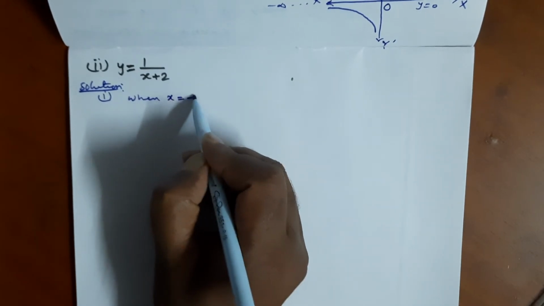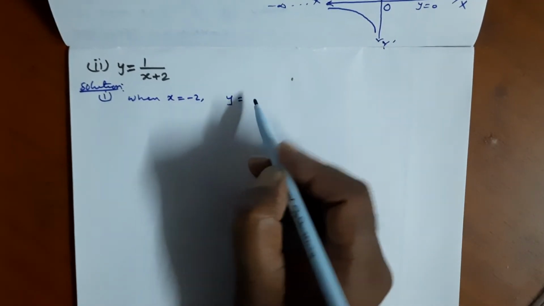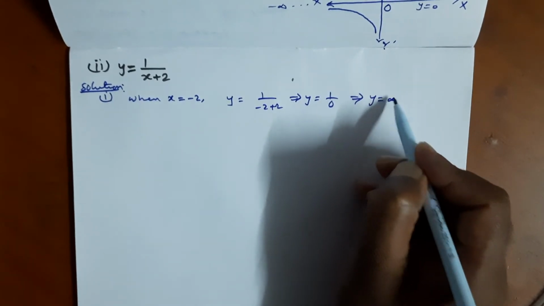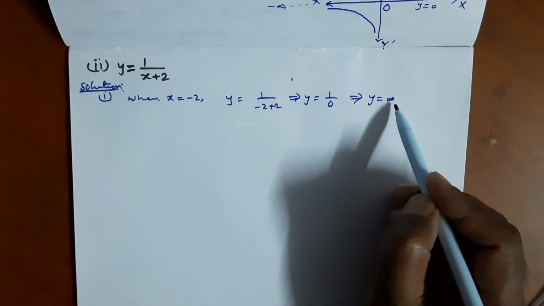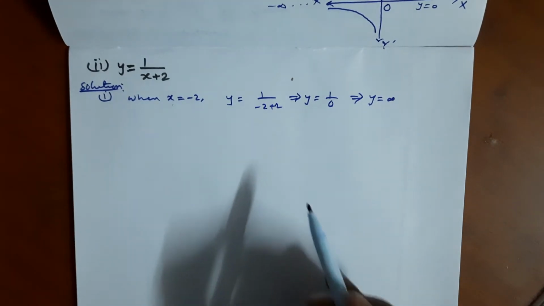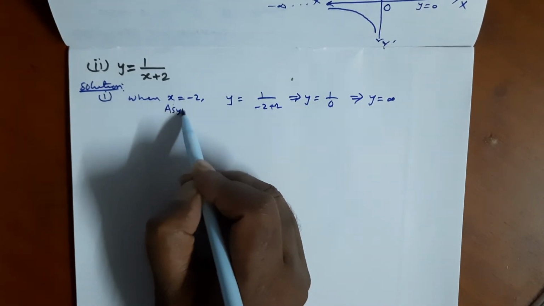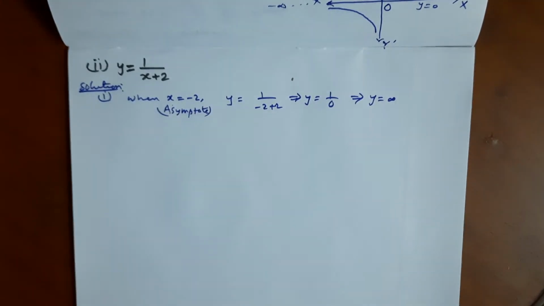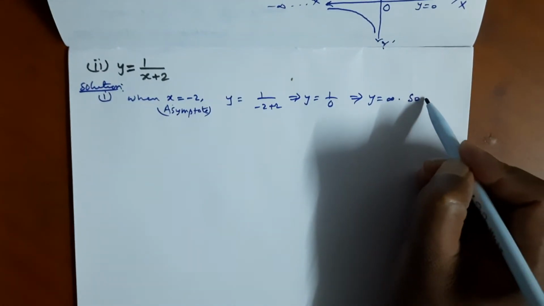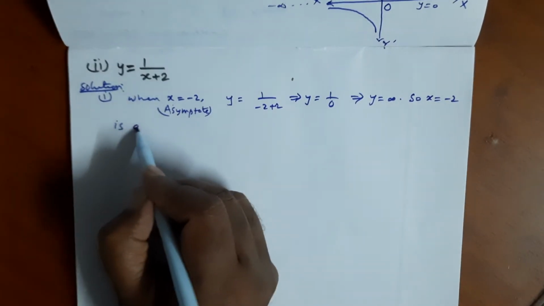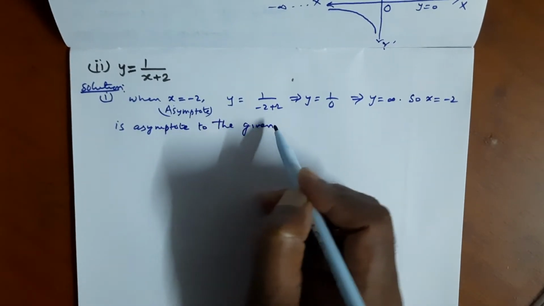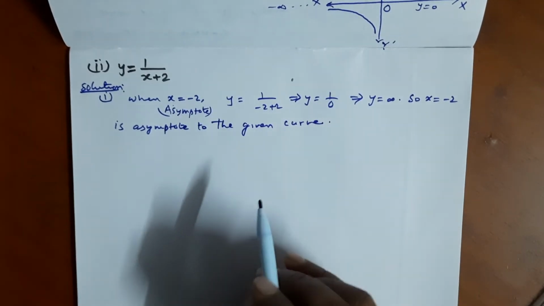When x equals minus 2, y equals 1 over minus 2 plus 2, which implies y equals 1 over 0, which implies y equals infinity. That is, y equals infinity at the time x equals the finite value minus 2. So x equals minus 2 gives us an asymptote. X equals minus 2 is the asymptote to the given curve.